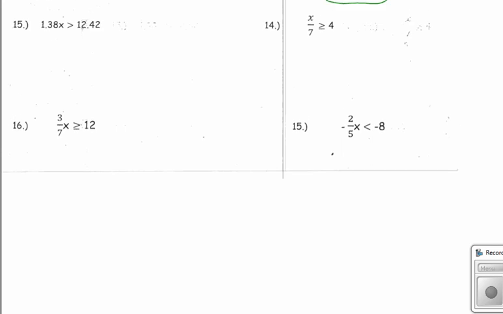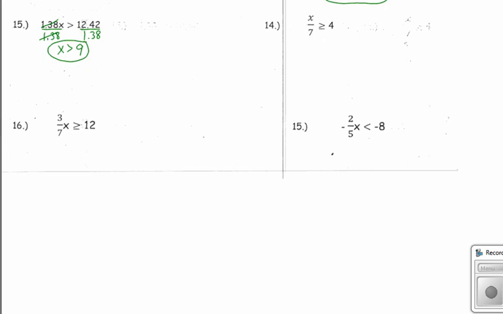In our next question, here we are going to divide by the coefficient 1.38. Remember to do the same thing with the same number on both sides of the inequality. Since this is a positive number, my inequality symbol is preserved. And the answer is x is all numbers greater than 9.